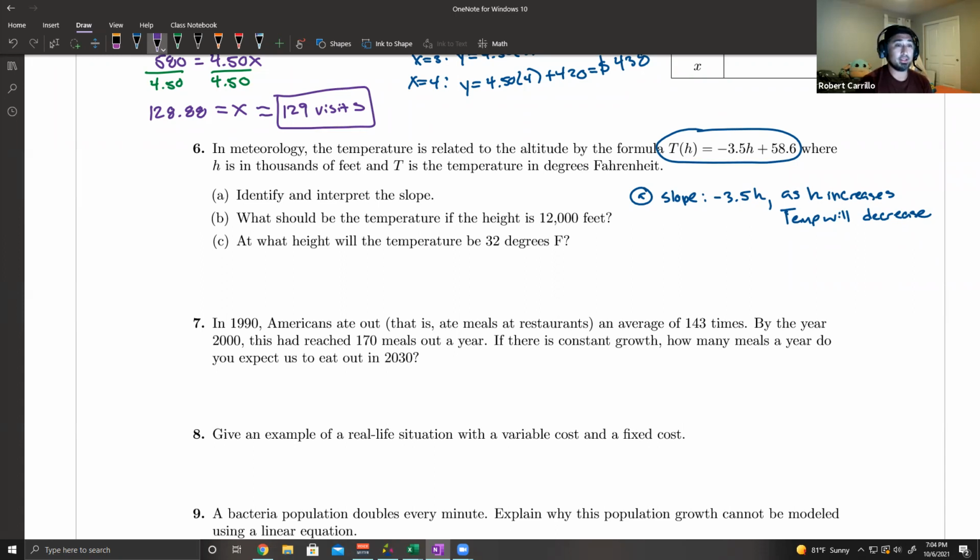So here they're giving us the altitude, which is H. And now for B, all we have to do now is plug in 12 for H, because we're not going to plug in 12,000 because remember, H is already in thousands of feet. So we're just going to plug in 12. So for B, we are going to say T of 12 is equal to negative 3.5 times 12 plus 58.6. And what would the temperature be at 12,000 feet?